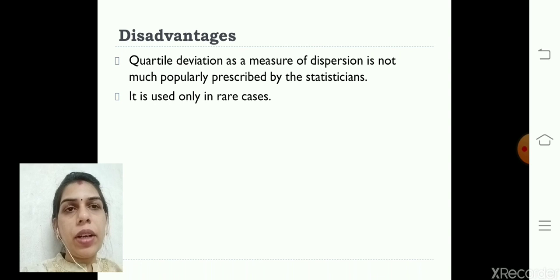There are some disadvantages as well. Quartile deviation as a measure of dispersion is not popularly described by statisticians, and it is used only in rare cases.